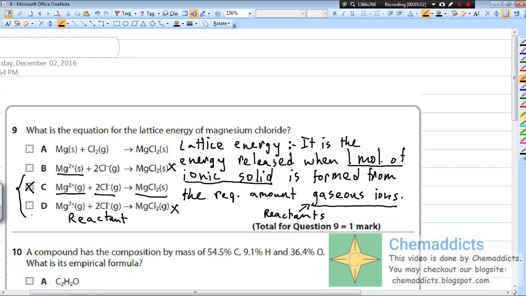And once again, if we look at D, we will see that the product that is formed is gaseous. So D does not fulfill the criteria of the definition. So that is why C should be the answer. I hope that you have understood the question as well as the solution. If you still face any problem in this solution, please let me know in the comment section.